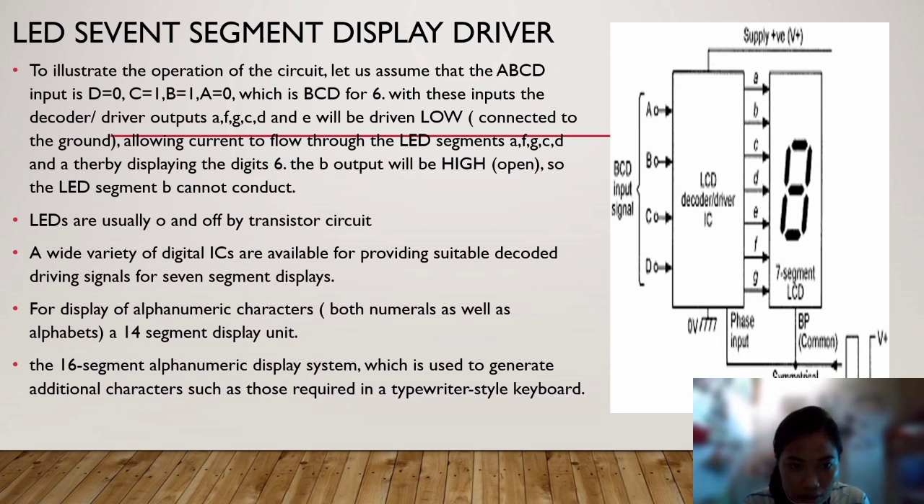A wide variety of digital ICs are available for providing suitable decoded driver signals for 7-segment displays. For display of alphanumeric characters, both numerals as well as alphabets, 14-segment display units are used. There is also the 16-segment alphanumeric display system, which is used to generate additional characters such as those required in a typewriter-style keyboard.